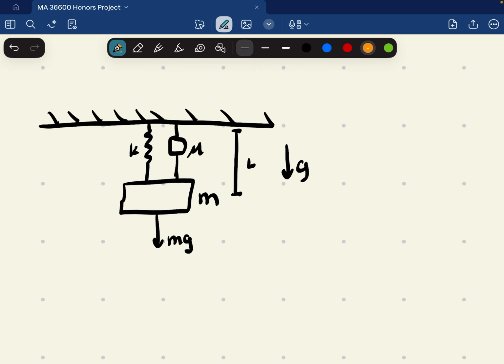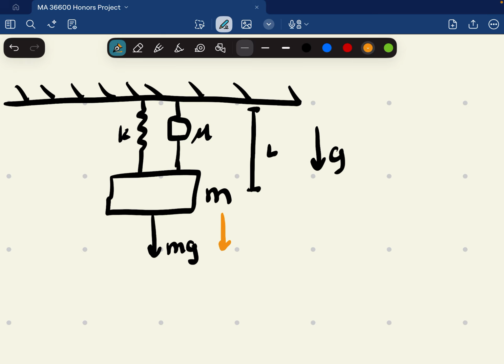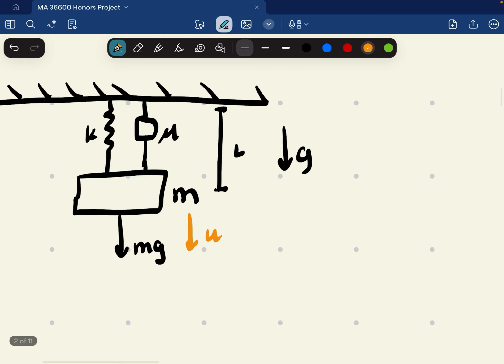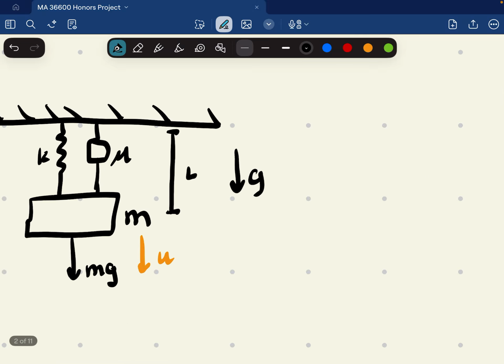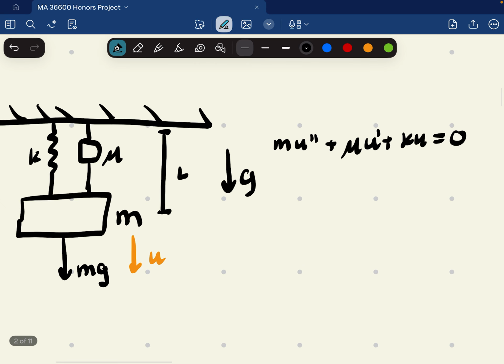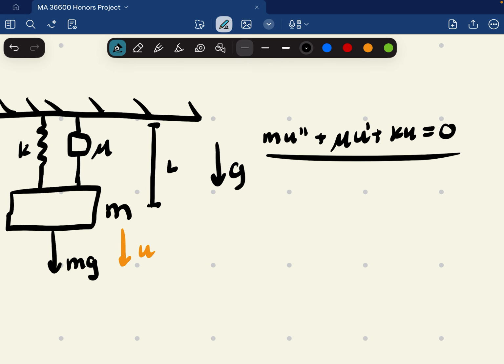Now, suppose I displace this a little bit. If I have some initial displacement, if I pull it down a little bit, or push it with some velocity, the spring and the damper are going to exert forces on this block, and it's going to move. The equation of motion of this, which should be reminiscent from this class, is m u double prime plus mu u prime plus k u equals 0. This is the equation of motion for this particular system.